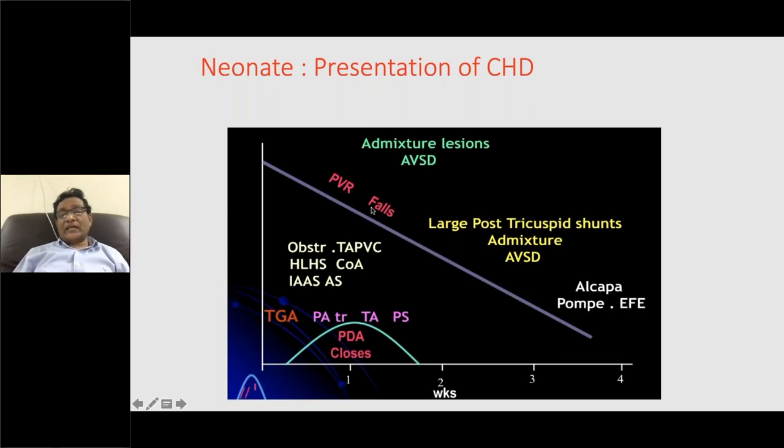Cases where pulmonary vascular resistance falls, like large ventricular septal defect, atrioventricular septal defect, and cardiomyopathy, present a little bit later compared to other heart diseases, between 4 to 6 weeks of age, because PVR falls and more shunt will be there.